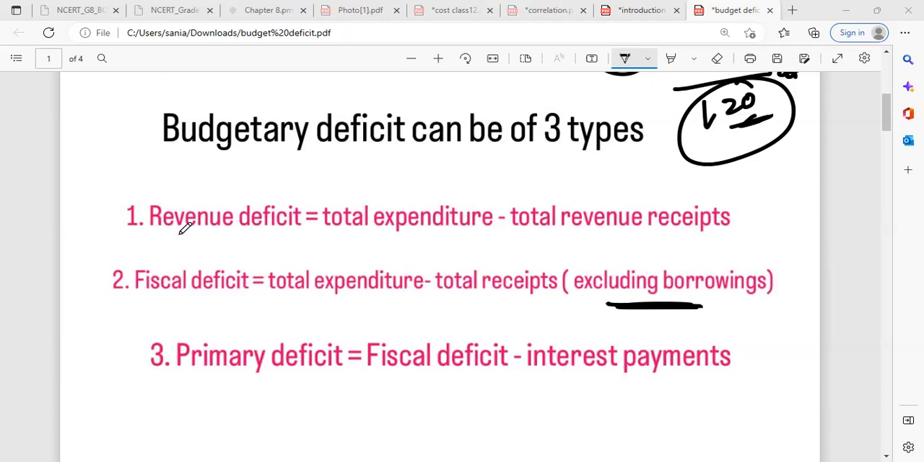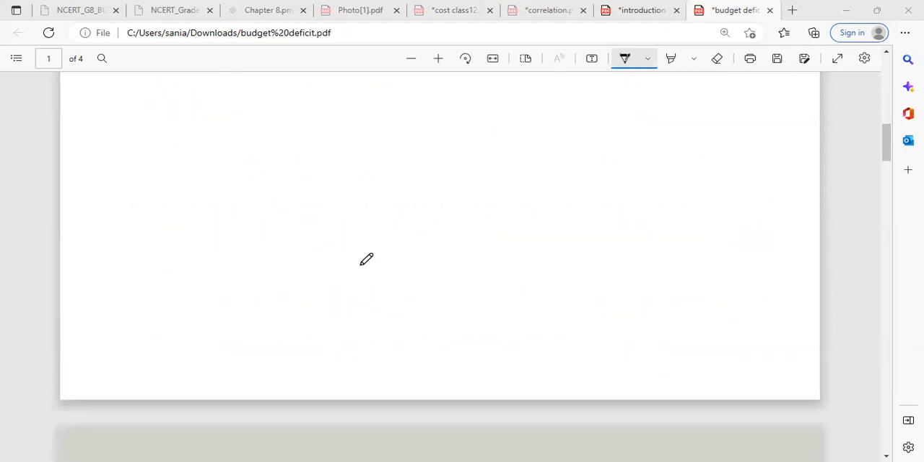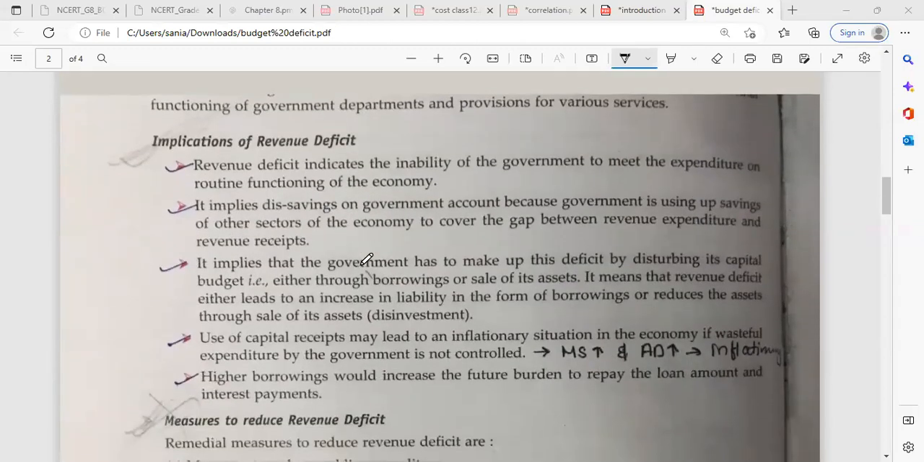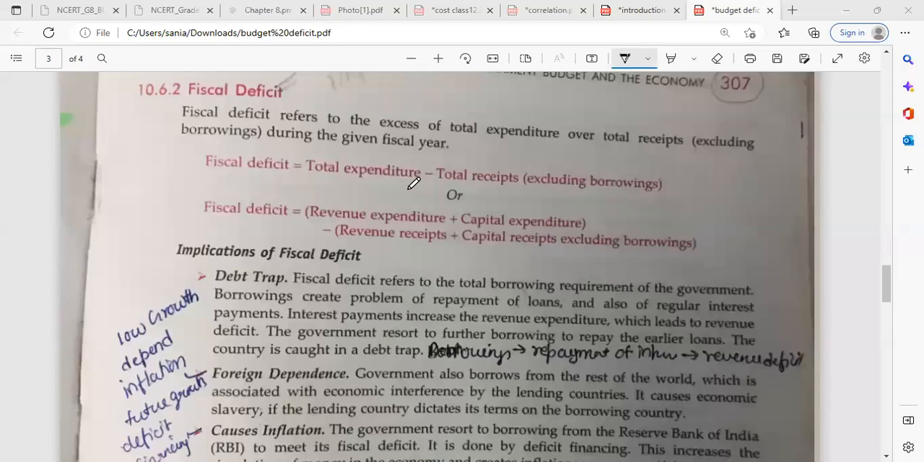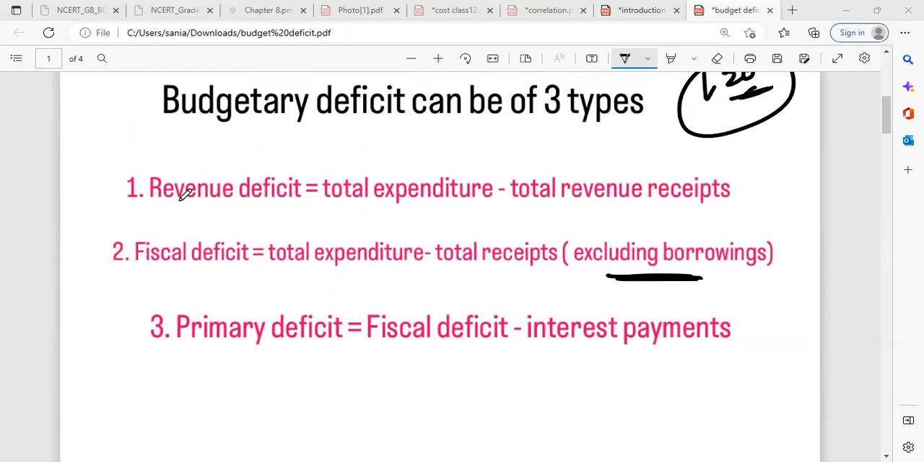First of all, you will write this formula, then one by one we'll be discussing it. Before doing this, you have to understand the implication of revenue deficit and the measures to reduce it. Then we will do the fiscal deficit. See, the first formula is to find revenue deficit. Just write this formula. After that, we will do some theory part and then we will do the numerical part. Just write the formulas.